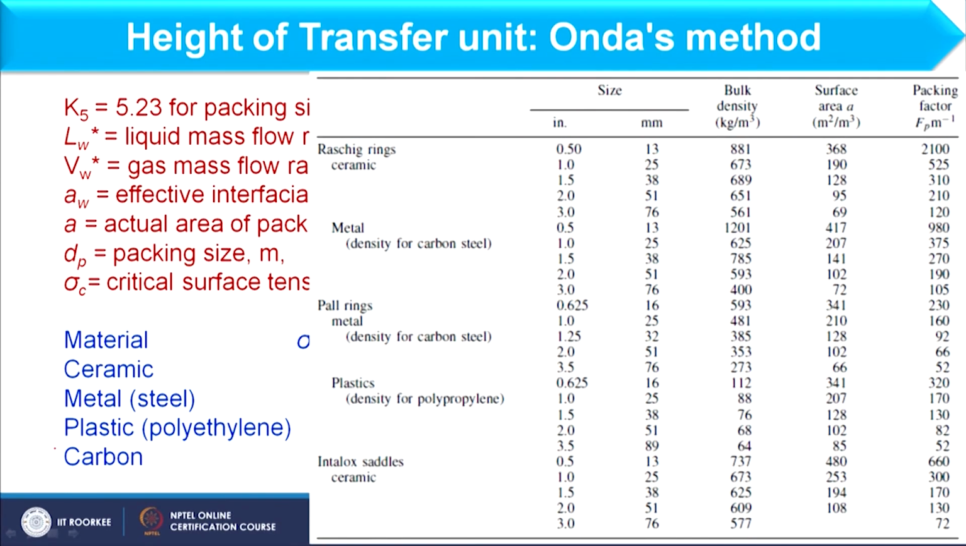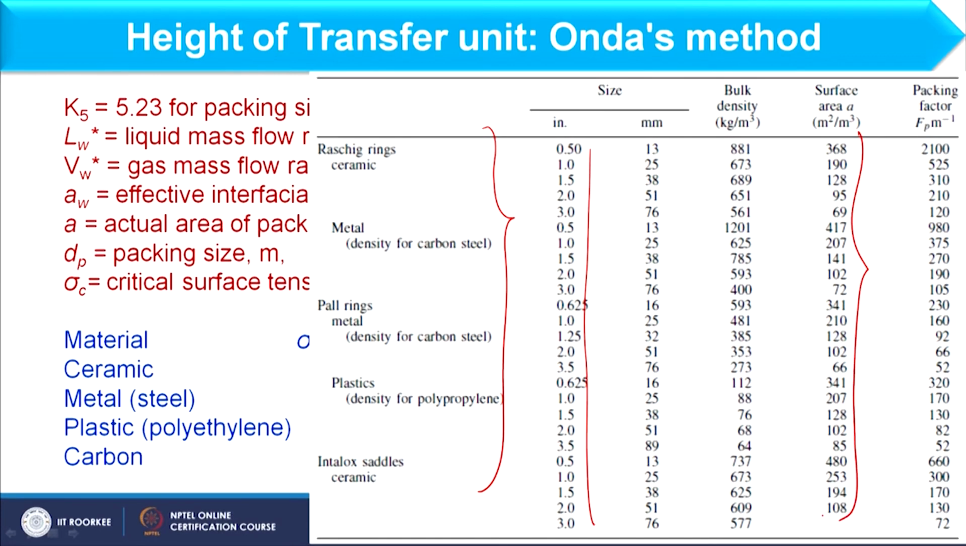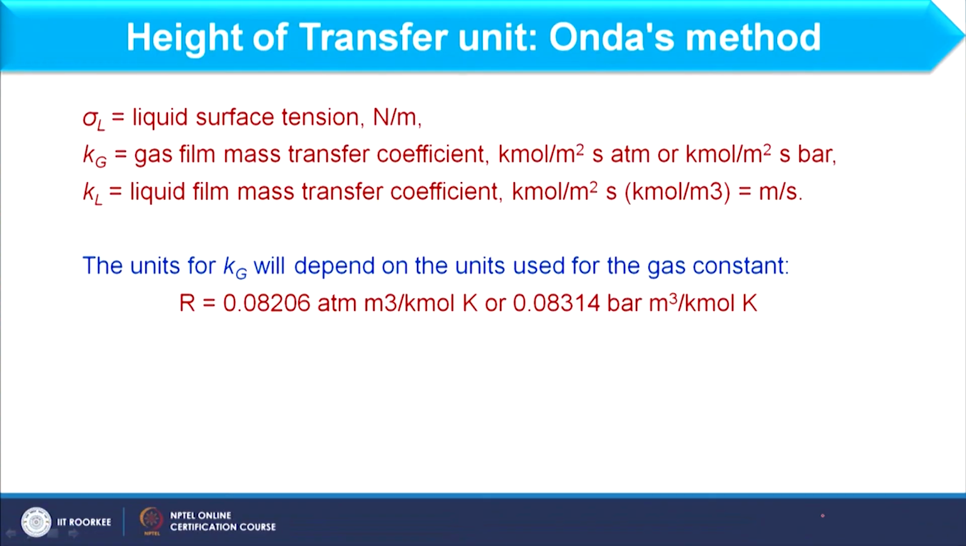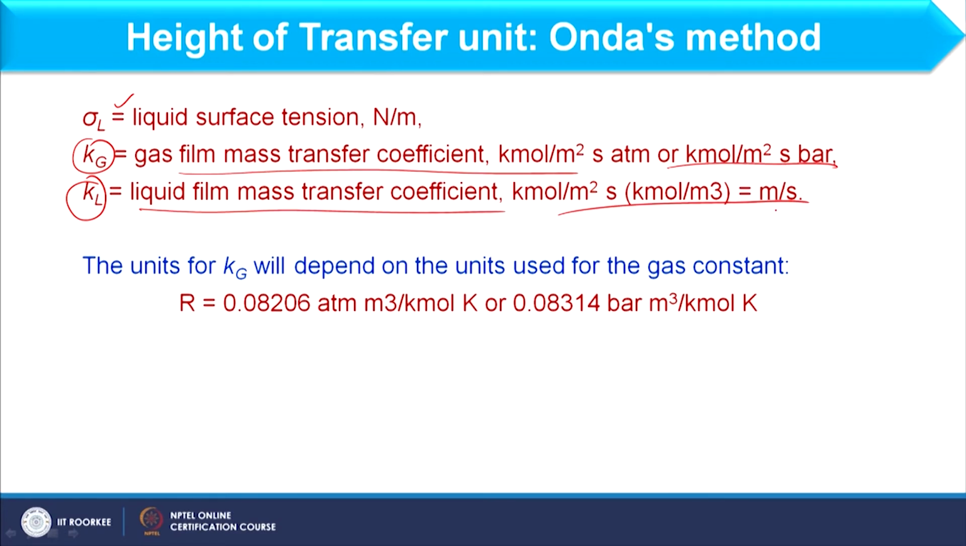And here I am having the complete table of the packing, okay. And you see, depending upon the size, that is basically the dP value, you can find out the area from here, right. So, in this way you can consider the parameters which are related to Onda's method. And further we have some points about Onda's method, as sigma L is given as the liquid surface tension, Kg and Kl are the gas film mass transfer coefficient and liquid film mass transfer coefficient, and these are the units of these parameters.